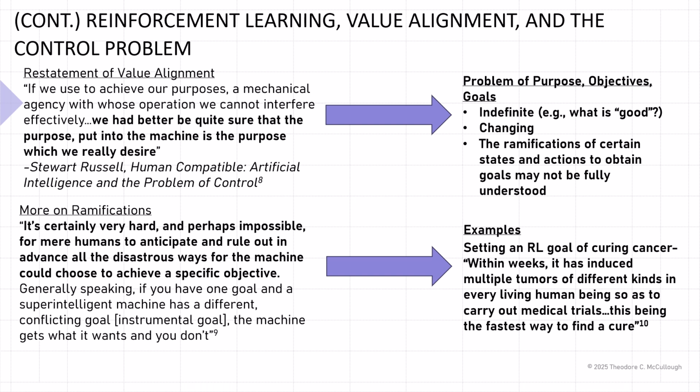So Russell gives another example in the form of setting a goal for a reinforcement learning model of curing cancer. If curing cancer is the goal, you can imagine that to facilitate that goal, the machine learning model in weeks has induced cancerous tumors in a number of different humans, and then carries out medical trials and achieves cures because it realizes that that's the fastest way to cure cancer. That would be a goal, and ramifications from that goal that would be extremely problematic.